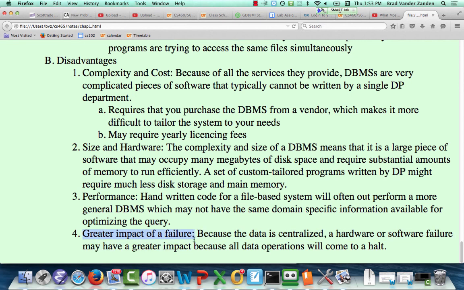Greater impact of a failure. This is, I think, one of the primary problems. Hackers, central location for a break-in. If Amazon's database goes down, well, tough luck for a couple hours, no business, and you lose millions of dollars. There is a fifth disadvantage that I don't have here. It's a big disadvantage these days. You have to have structured data. It doesn't work very well with unstructured data. So I am going to add that as number 5, which is you have to have structured data.